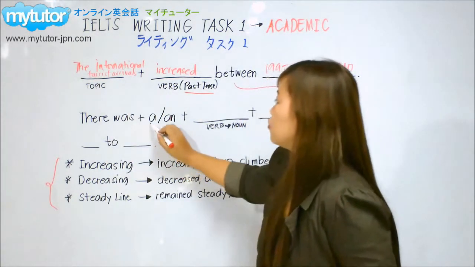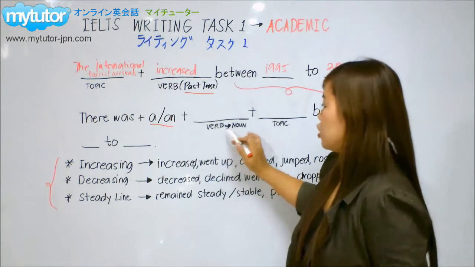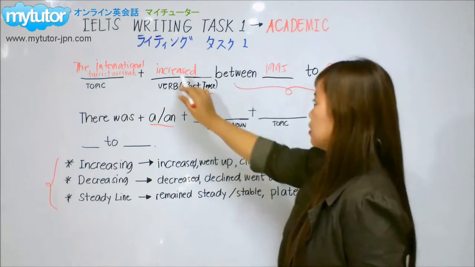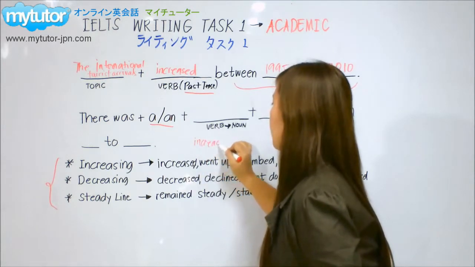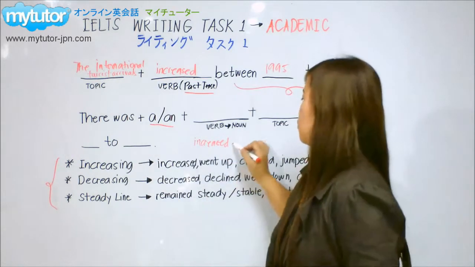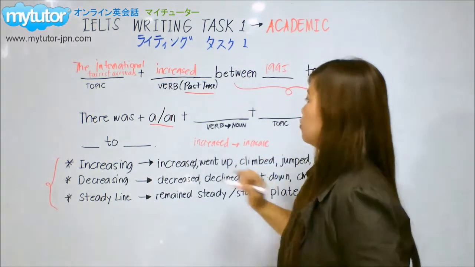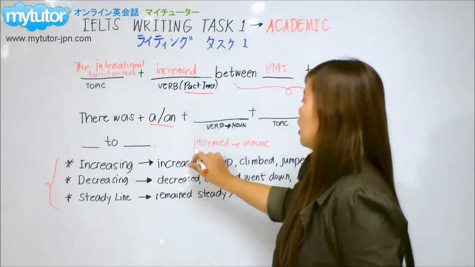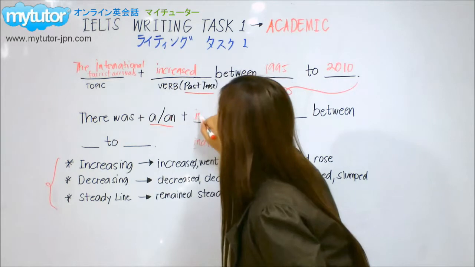There was, so of course it's important, a or an. So verb changed to noun. Our verb used here is increased. So how do you change the verb increased into a noun? Of course this will be increase. So there was an increase.